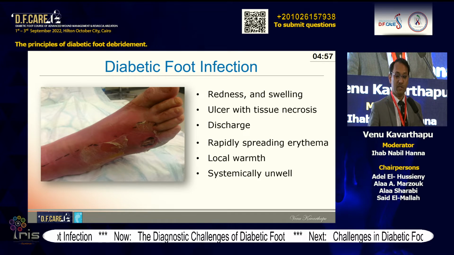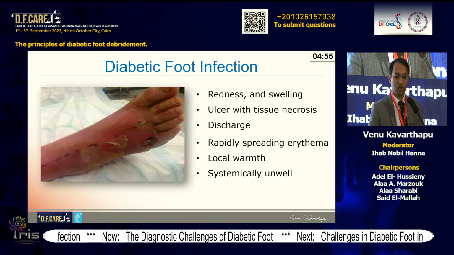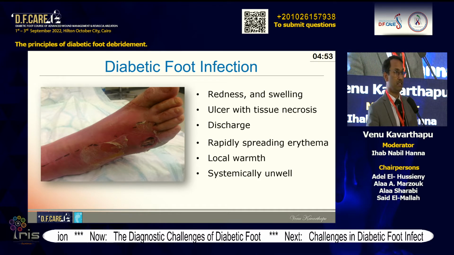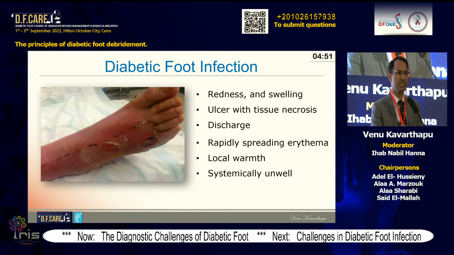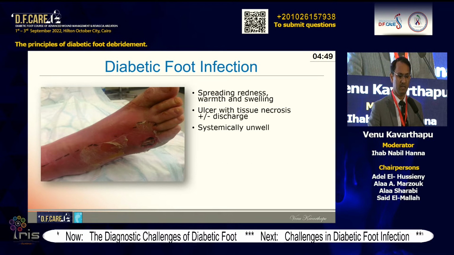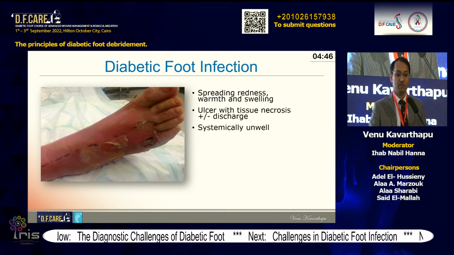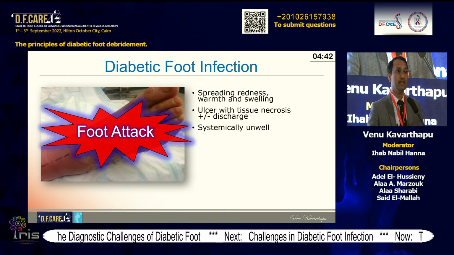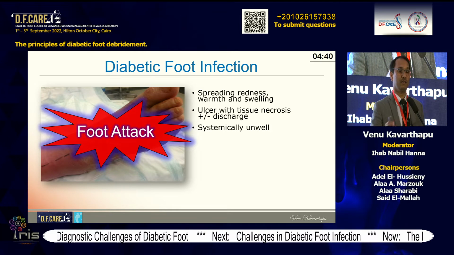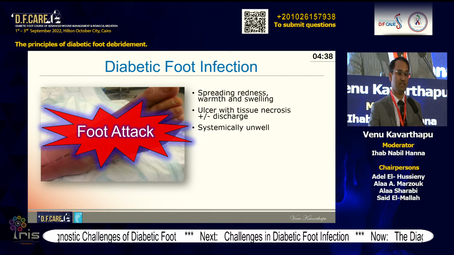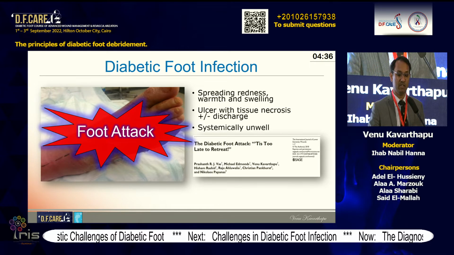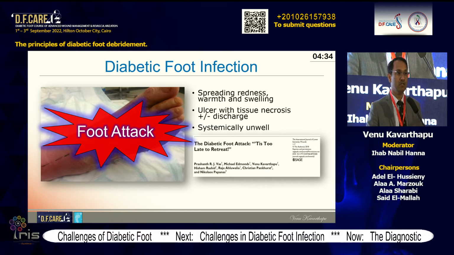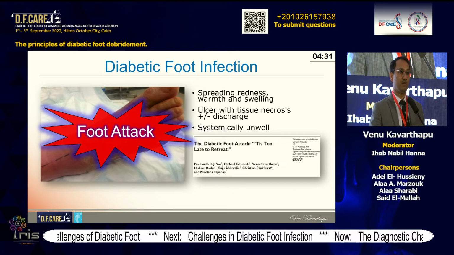This rapidly spreading erythema, the local warmth, and the patient becoming systemically unwell. We're not talking about routine ulcerative infections. So the presence of these three clinical features warrant a different kind of recognition of such infections called diabetic foot attack. It is really critical that we as clinicians recognize such infection presentations.